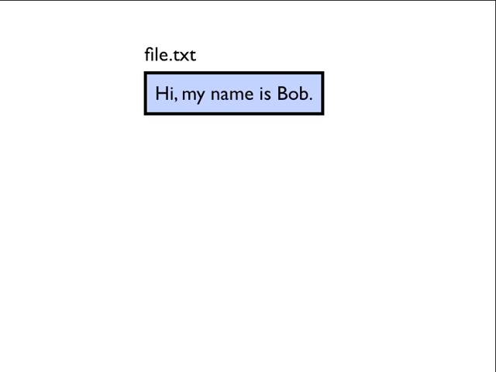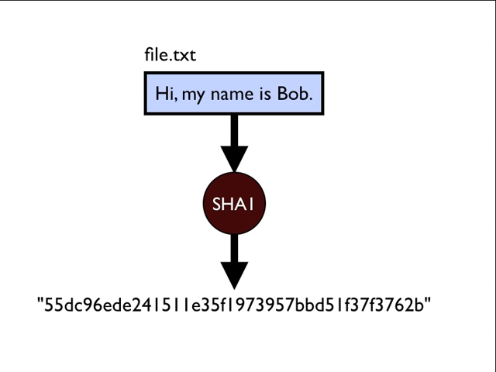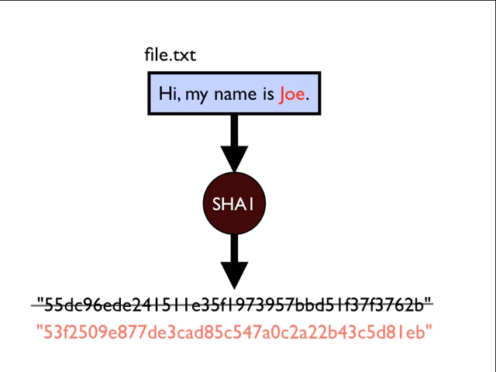Imagine you have a file and its contents is something like, "Hi, my name is Bob." Just a string. We can run that content of that file through a function called a SHA-1 hashing function. And the SHA-1 function returns as output a 40-character hexadecimal number. Now, the interesting thing about SHA-1 is that if you change any bit of the original content, say we changed Bob to Joe, and rerun it through the SHA-1 function, you will get a different 40-character result.